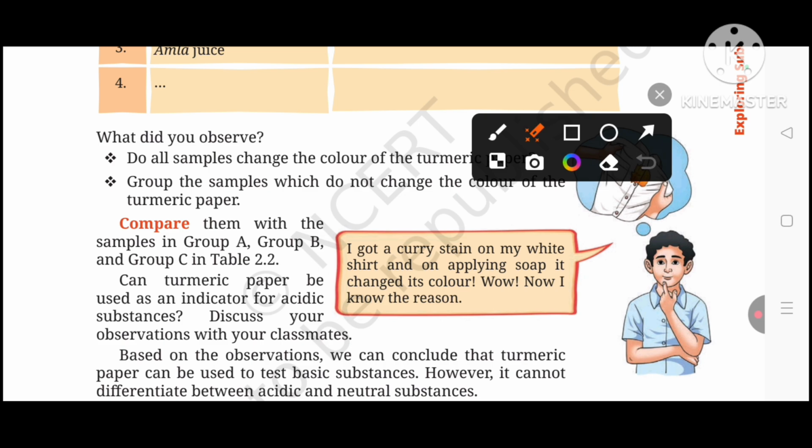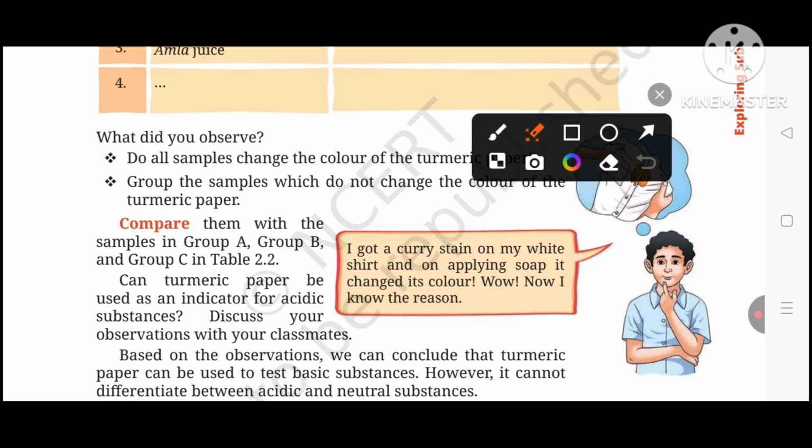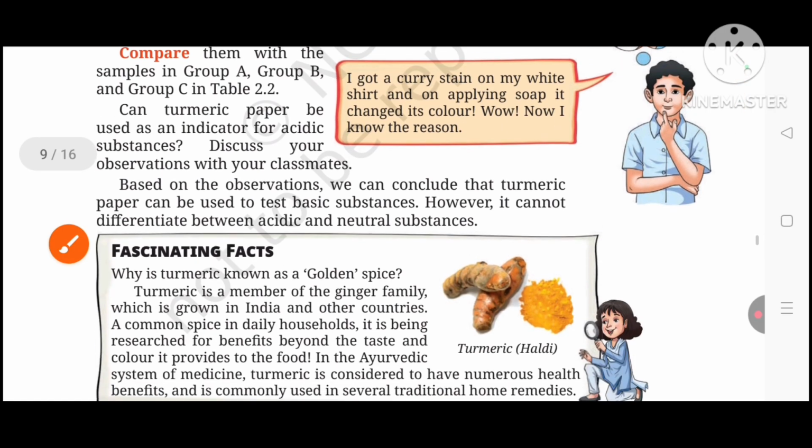If you use a turmeric strip as an acid-base indicator, you will not be able to distinguish between neutral and acidic substances. So the question asks: can turmeric paper be used as an indicator for acidic substances? The answer to this question is no. Discuss your observations with your classmates.